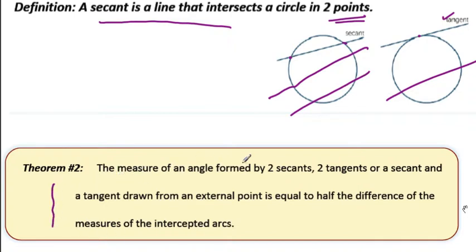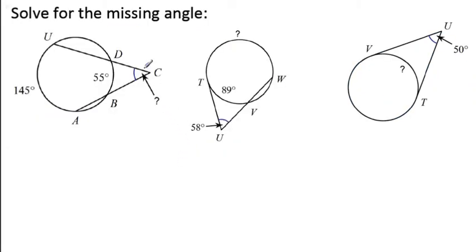The measure of an angle formed by two secants, two tangents, or a secant and a tangent drawn from an external point, some point outside the circle, is equal to half the difference. In the last theorem, you had to add the two arcs. This is half the difference of the measures of the intercepted arcs. So let's see how that works. What do we have here? In the first example, we have two secants.